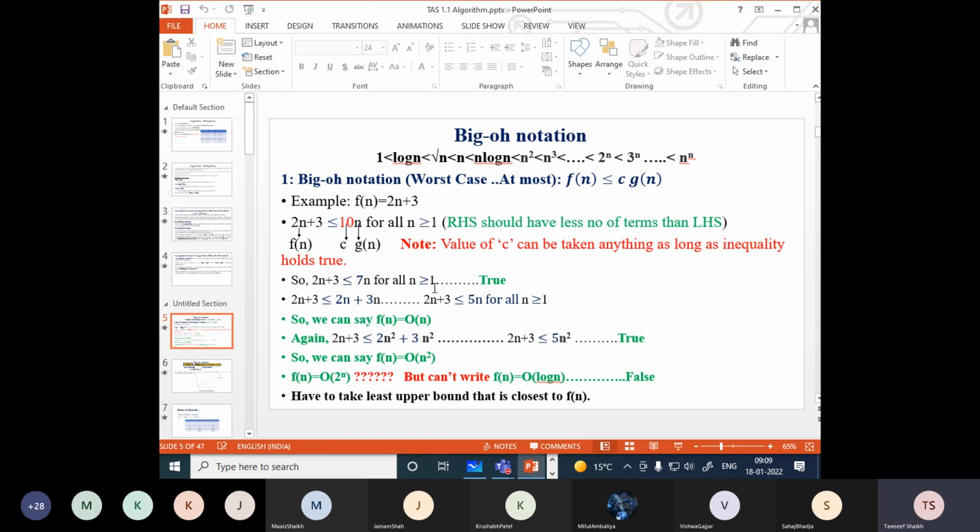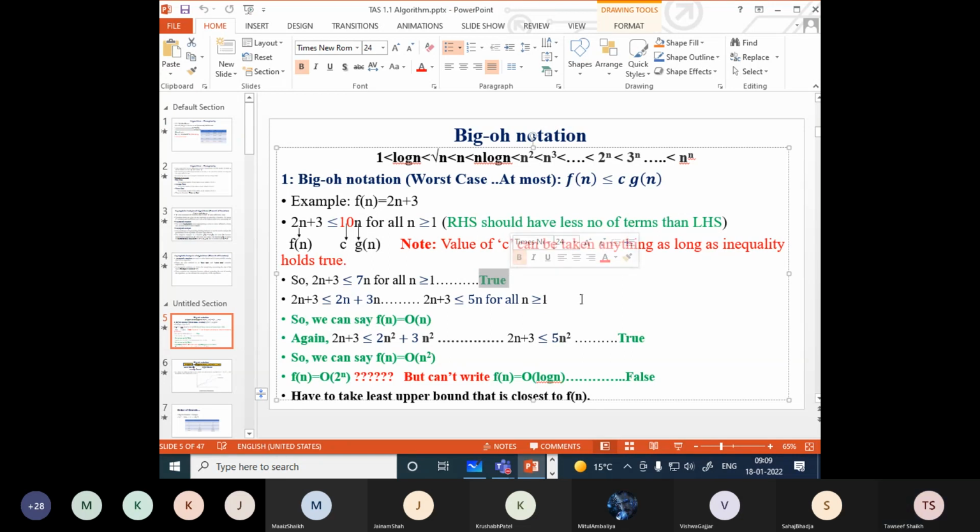Okay, so when I put the values of different n starting from n equal to 1, I see that this will become 2 plus 3, that is 5. This will become 7. So 7 is greater than 5. So this condition will also be true. So I can say that in the previous example, 2n plus 3 is less than or equal to 10n. Since 2n plus 3 is my f of n, 10 is my c, and n is my g of n, I can see that this condition is satisfied. So I can say that f of n is big O of n.